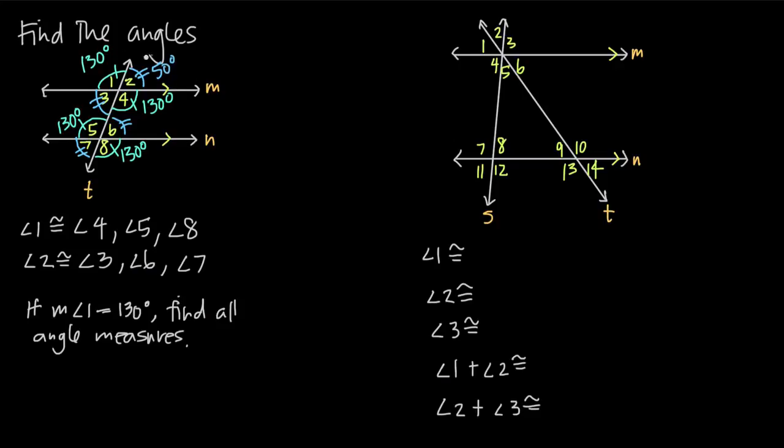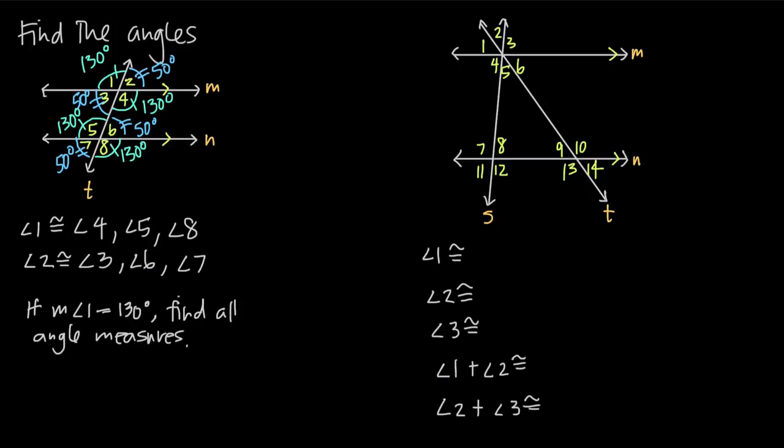And then, of course, once we know the measure of angle 2, we know that 2 is congruent to 3, so we can say this is 50 degrees, also to 6, so this is 50 degrees, and also to 7. So this is 50 degrees, and instantly we know the measure of all 8 of the indicated angles.